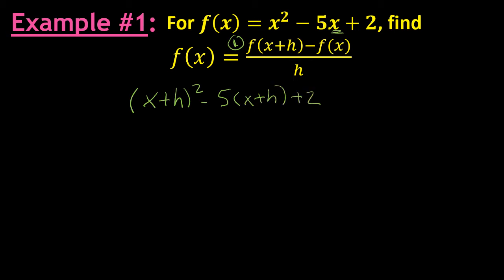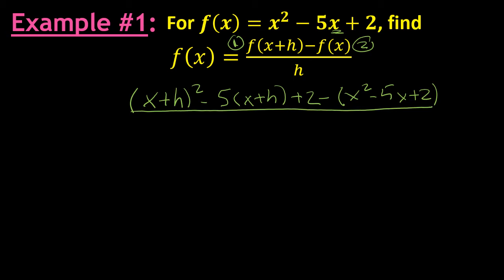I took my function that I was given, I plugged x plus h in for every single x in that function. Step 2 says I'm going to subtract the original function. So I'm going to subtract the entire function x squared minus 5x plus 2. And then I'm going to divide all that by h. So I'm going to help you real fast with the first step of algebra, and then I'm going to have you hit pause and work through the rest of the problem.